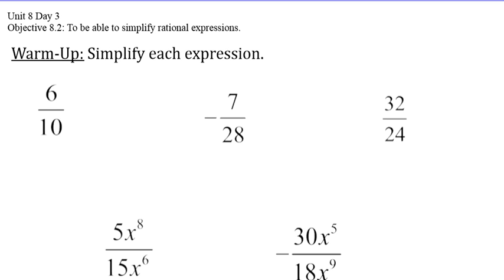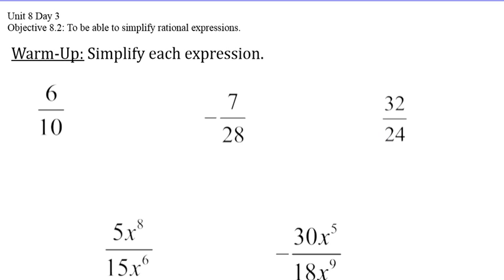So when we have had problems like this in the past, we've always asked ourselves, what factors make up the values, and are there any common factors that we could divide out from both the numerator and the denominator? And we're going to do the same thing here. So let's think about factors for 6 and 10, 7 and 28, 32 and 24. And we'll write out the factors so we can see what we're working with.